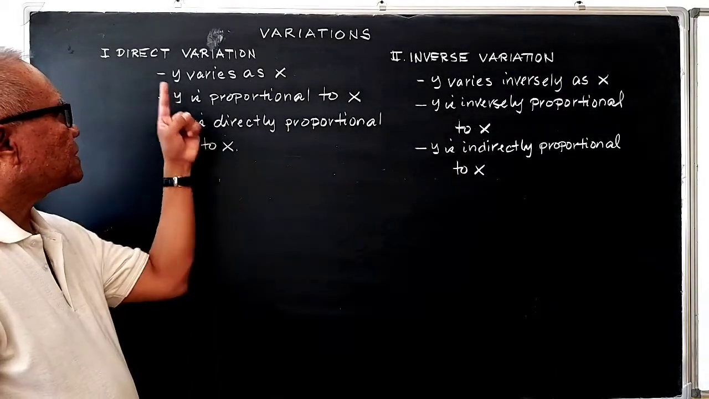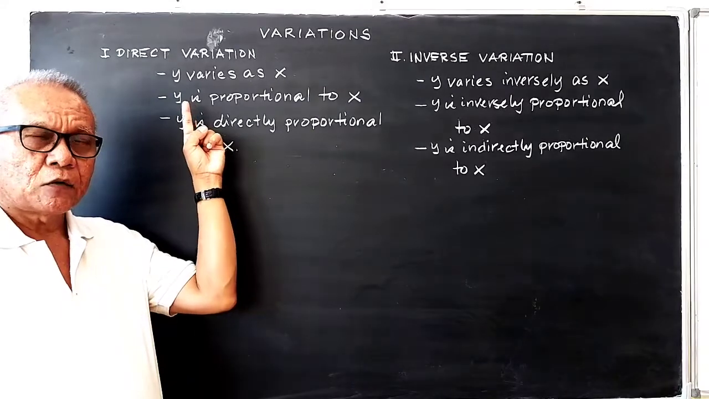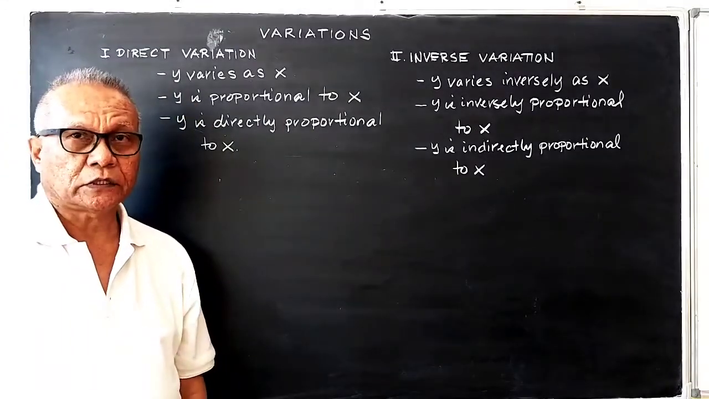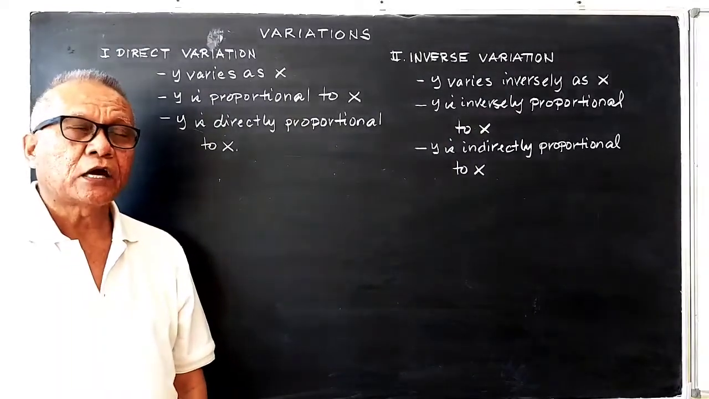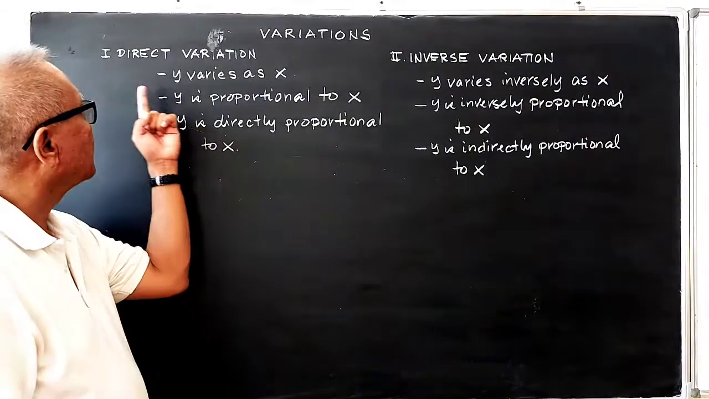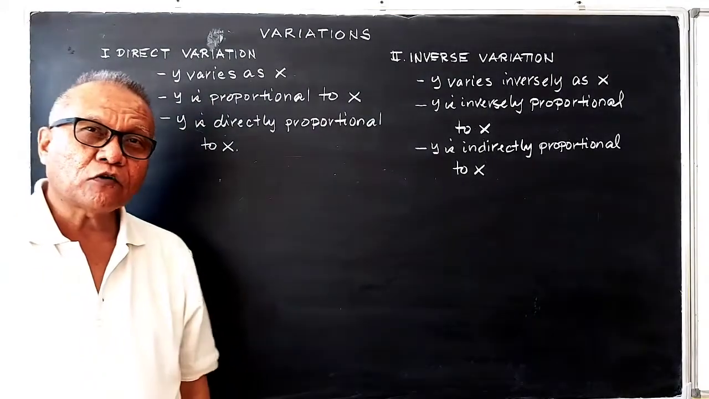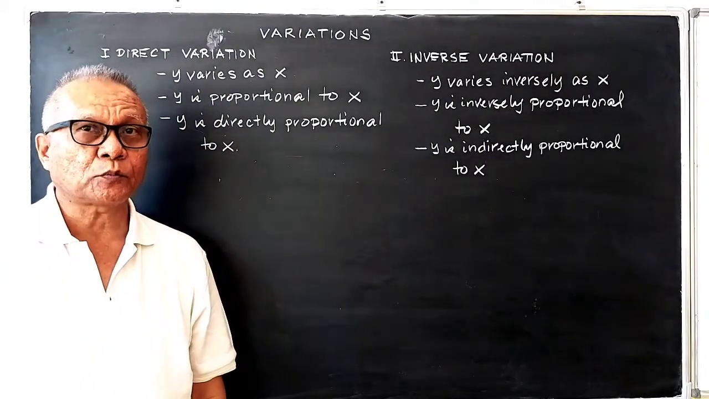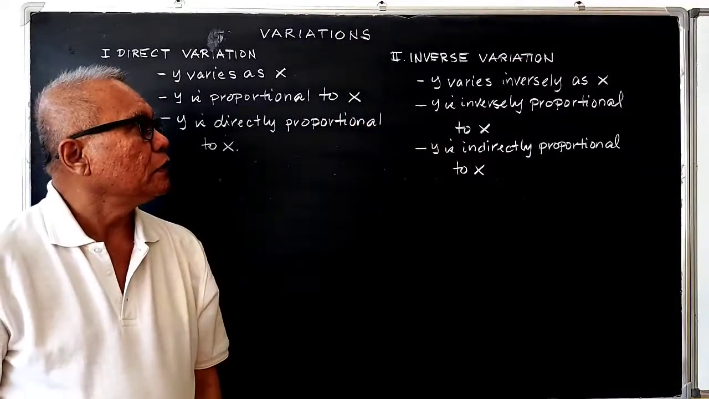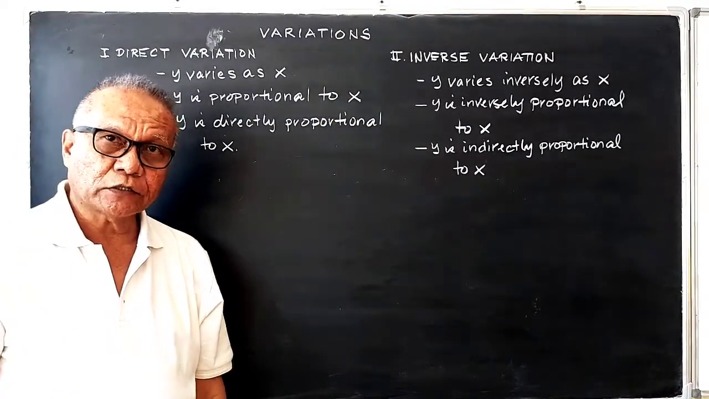So, what is this variation class? Why is it different from ratio and proportion? In ratio and proportion class, we have also the direct proportion, which is from the direct variation. We have also the indirect proportion, which is also from inverse variation.